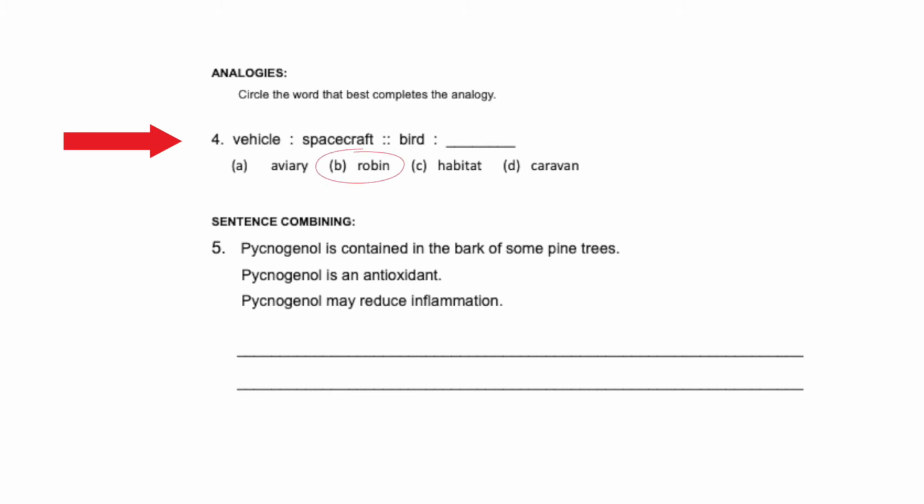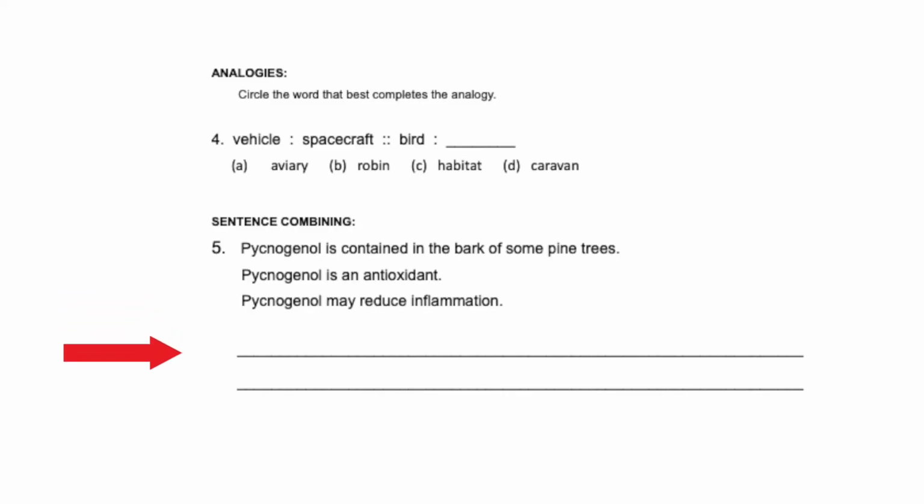Yes, B, robin. In number 5, sentence combining, students will combine these 3 sentences into one higher level sentence. Pycnogenol is contained in the bark of some pine trees. Pycnogenol is an antioxidant. Pycnogenol may reduce inflammation. There usually is more than one way to form a new construct. I provide examples in the answer key.